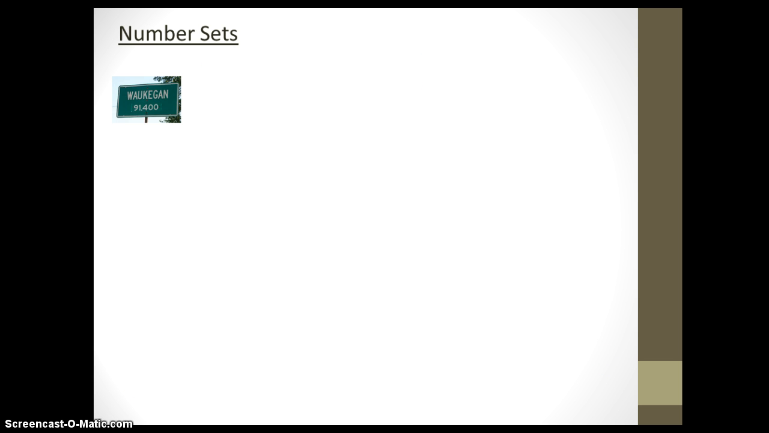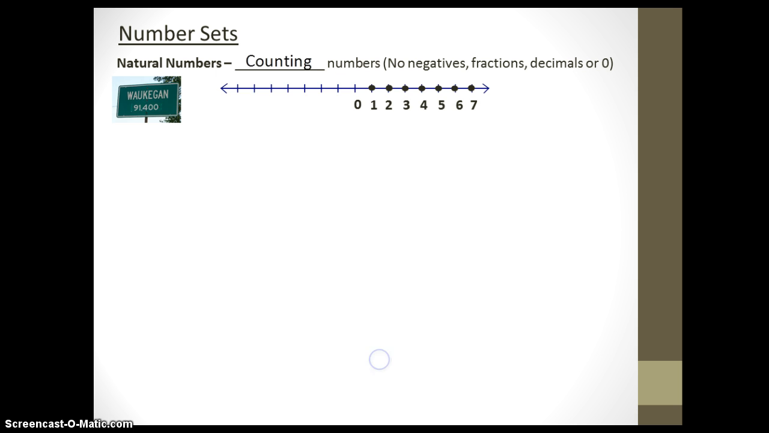So our first number set, our smallest set, our cities, we're going to call the natural numbers, which are our counting numbers. There's no negatives, no fractions, no decimals, no zero. So we start at 1 and keep going. First set of numbers you probably learned.